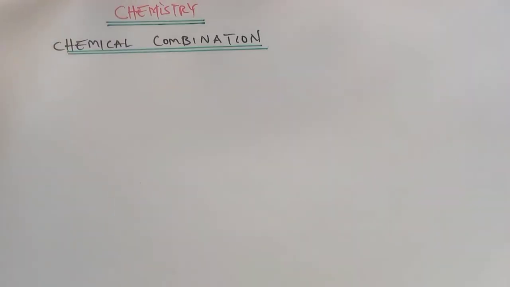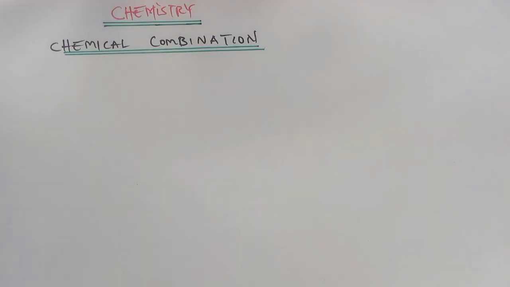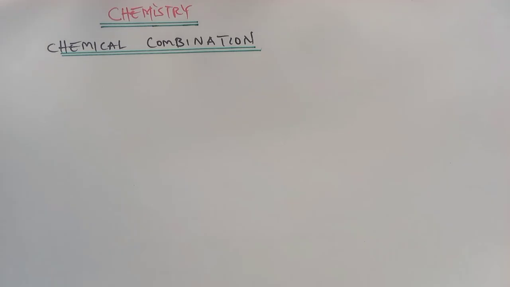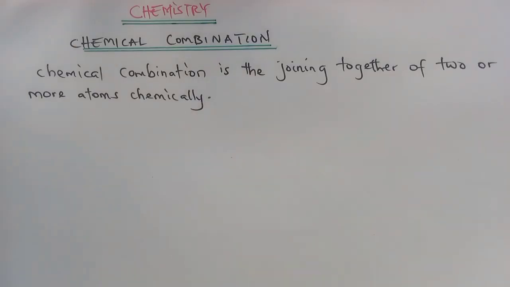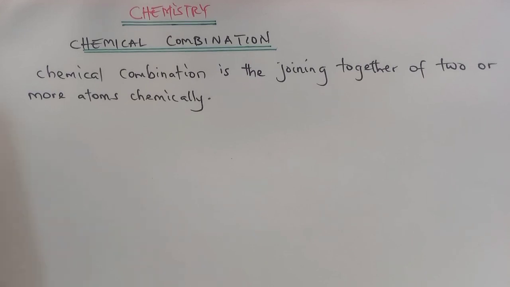We are going to be looking into chemical combination. The first question is to answer: what do we mean by chemical combination? Chemical combination here, I say, is the joining together of two or more atoms chemically. So here we are going to be joining either the same atoms or different kinds of atoms. We make sure that it's more than one.